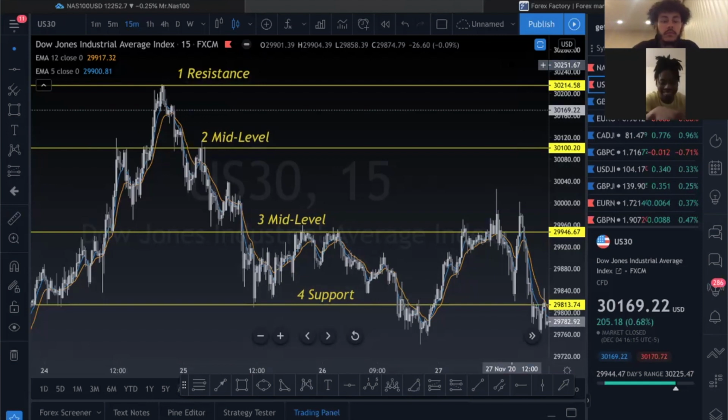All right, so look, you look at number one up there. That's your resistance right there. You see how high it is. You see all those wick rejections right there. Then number four, you're gonna have your strong support there. You see how price tested it multiple times. Then you got number two, that's your mid level, and number three is your mid level.